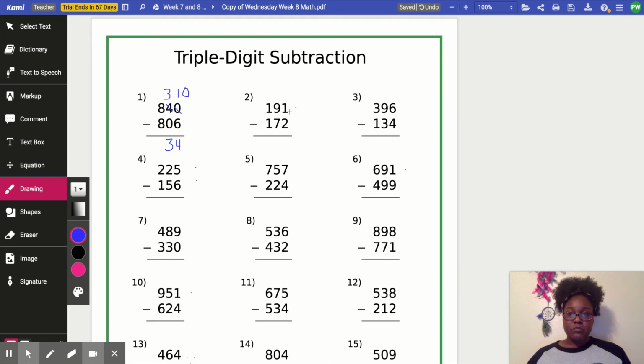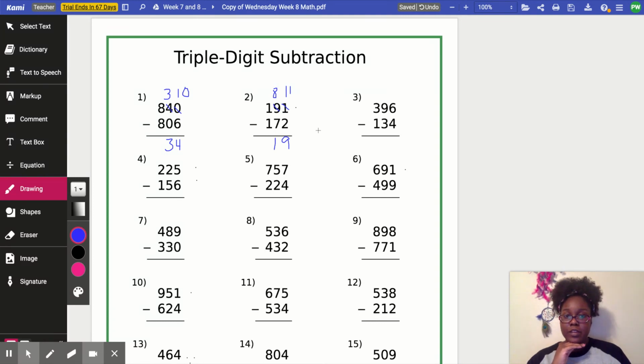Number 2, I have 1 and I'm trying to take away 2. I can't do that. There's more on the floor. Go next door. Get 10 more. So in my tens place, my 9 is now 8 and my 1 is 11 because I brought 10 over. So 10 plus 1 gives me 11. So now I'm doing 11 take away 2 and I have 9 left over. 8 take away 7 is 1. And 1 take away 1, numbers the same, zero's the game.